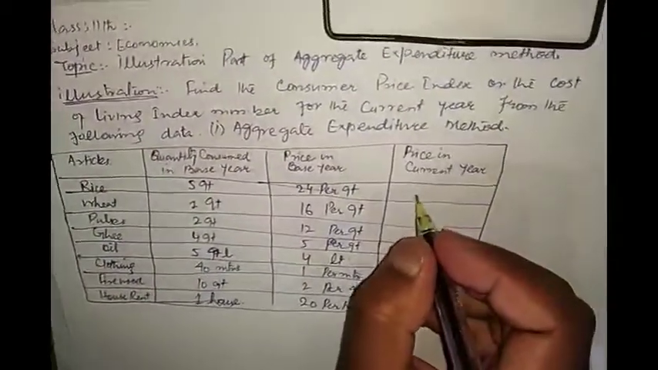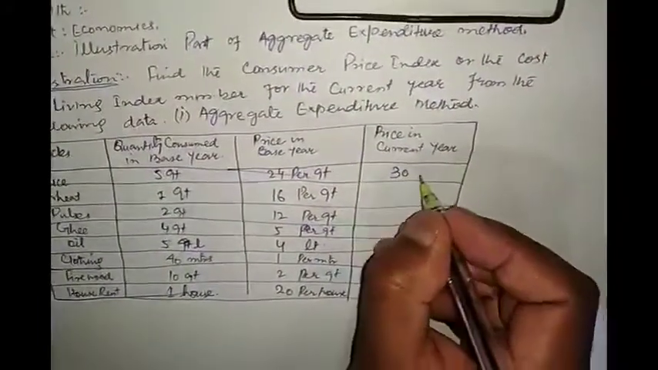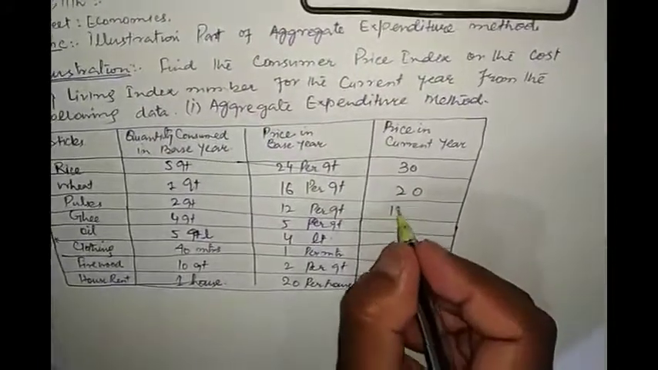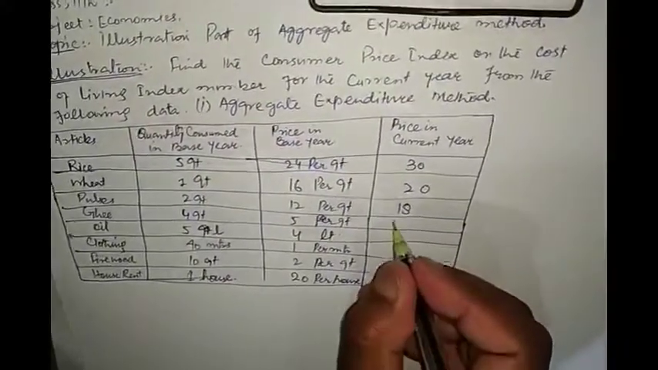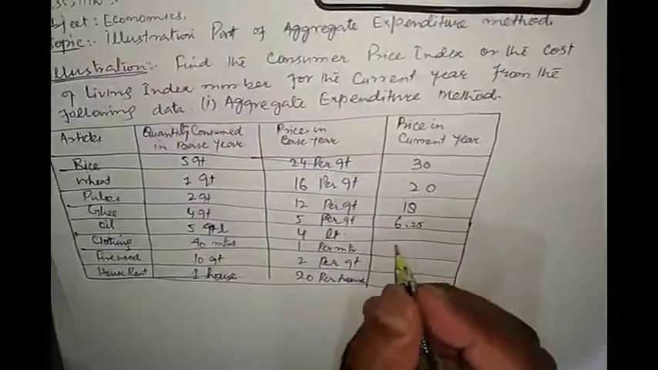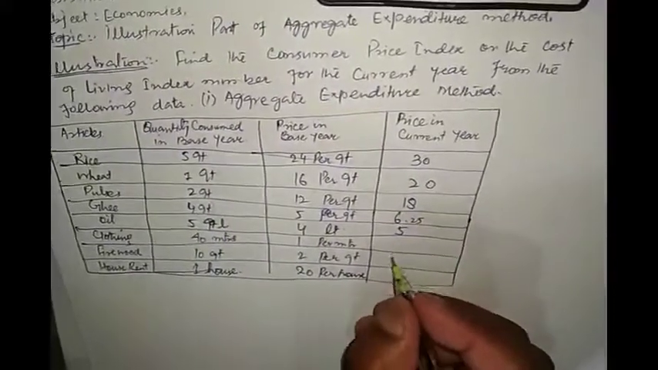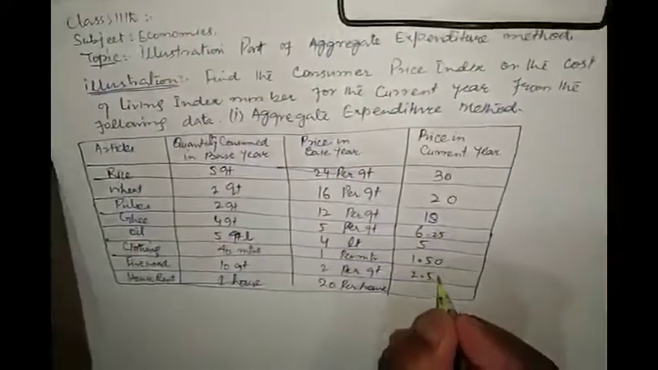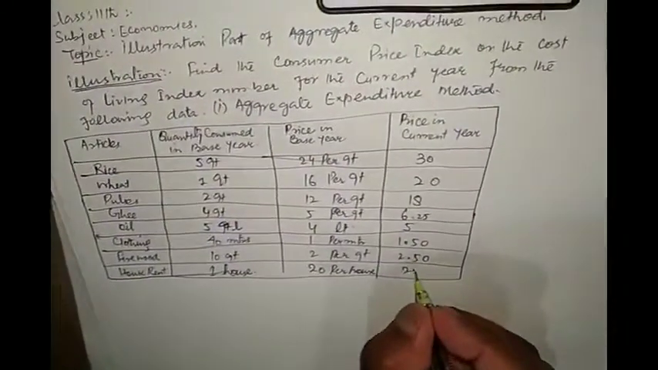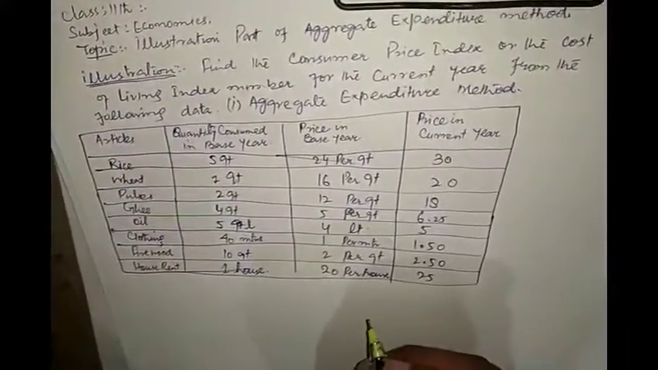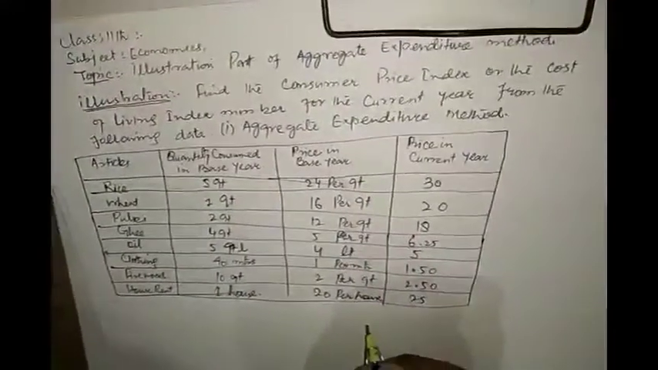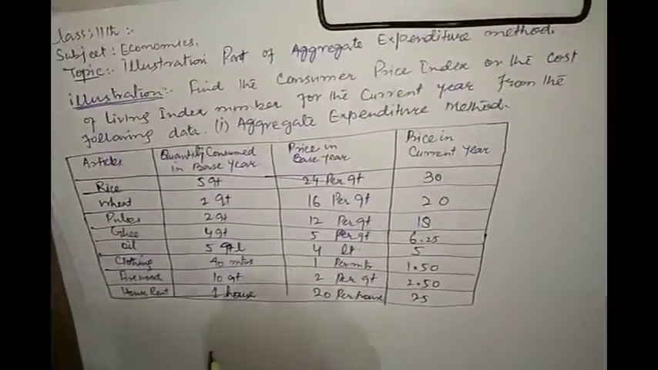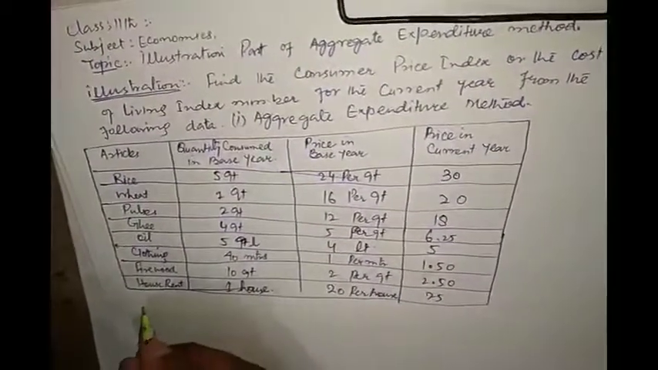And we have the current जो price है, वो है 30 per quintal, 20 per quintal, 18 per quintal, 6.25 per quintal, 5 per liter, 1.50 per meter, 2.50 per quintal, and 25 per house. And we have to find the aggregate expenditure method. Solution.